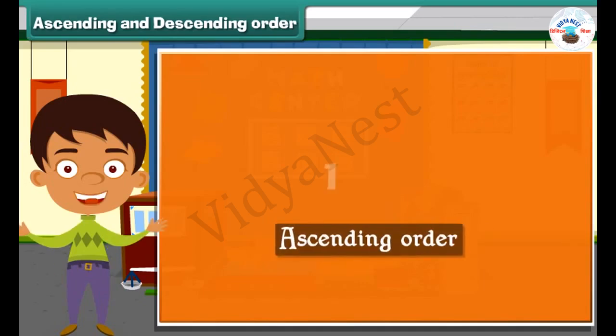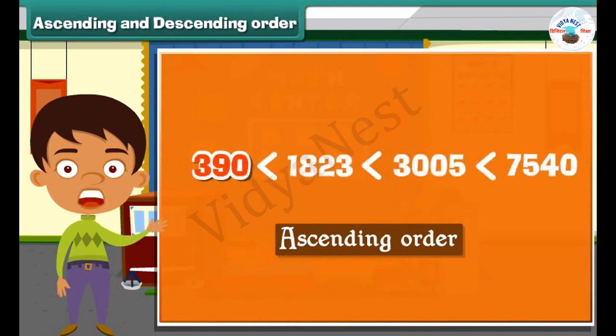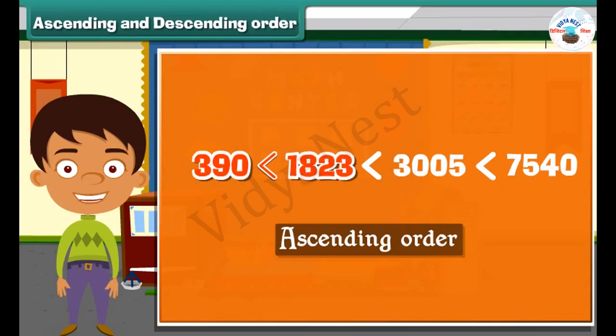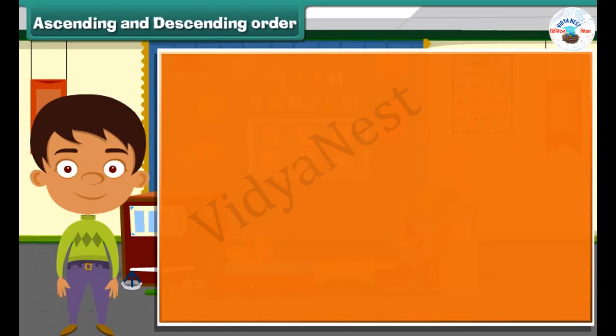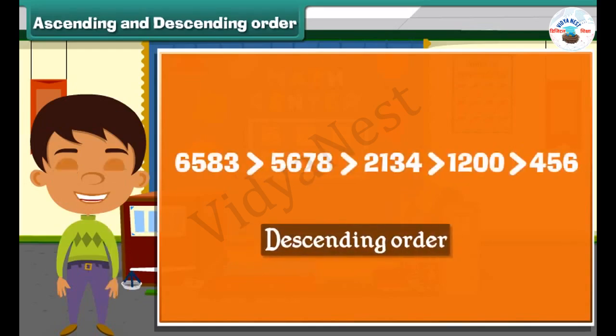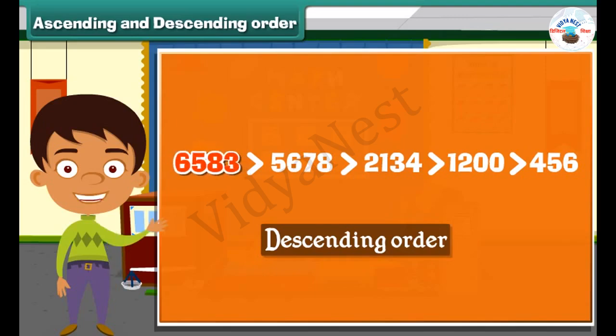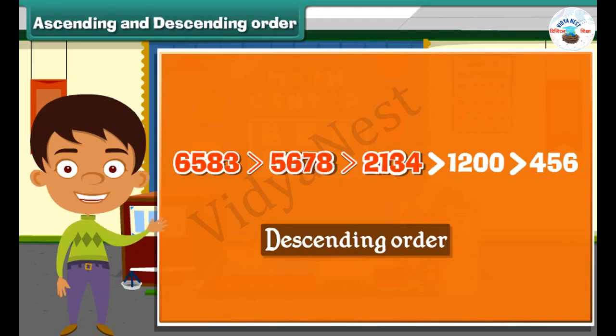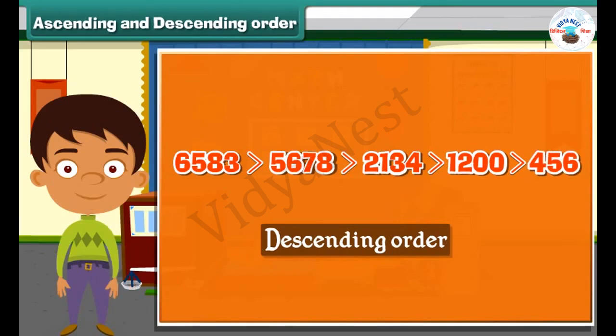Symbolically, the ascending order of numbers may be denoted by the less than symbol. For example, 390 is less than 1823, is less than 3005, is less than 7540. Similarly, the descending order of numbers may be denoted by the greater than symbol. For example, 6583 is greater than 5678, is greater than 2134, which is greater than 1200, is greater than 456.